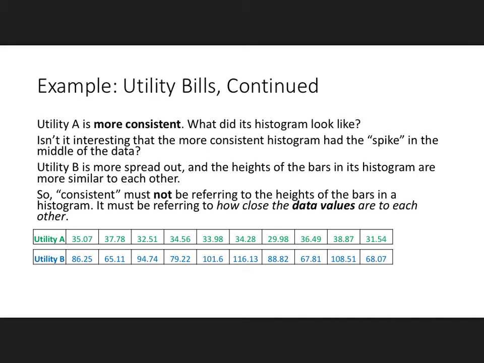But isn't it interesting that a more consistent histogram had that spike in the middle of the data? And utility B is more spread out, and the heights of the bars in the histogram are more similar to each other. So consistent must not be referring to the heights of the bars in a histogram. It must be referring to how close the data values are to each other. So again, your more consistent is looking at just the data. It's not looking at the histogram. The histogram will look more normal.